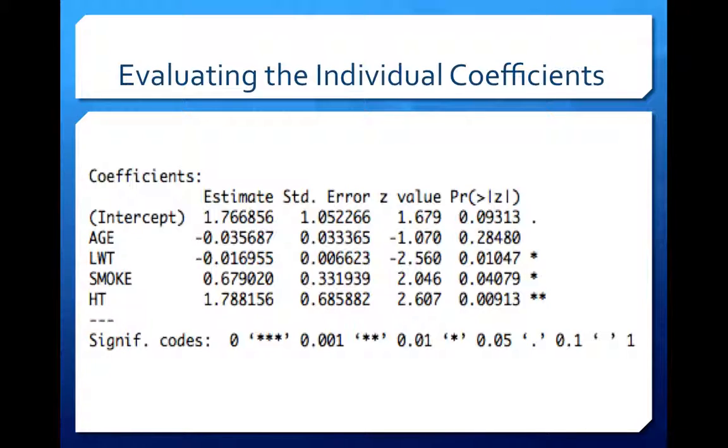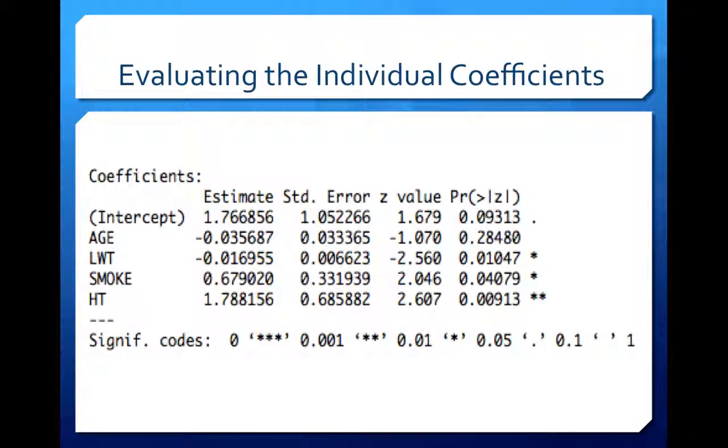Next, we have the smoking status during pregnancy, which can be interpreted as having a value of 1 for smoking status when compared with having a value of 0 changes the log odds of a baby being born with a low birth weight by 0.679020. This predictive variable is also significant because it has a p-value of 0.04079, which is less than 0.05.